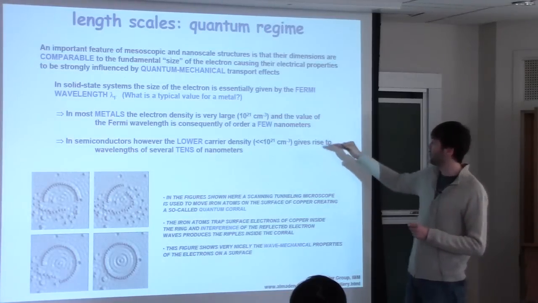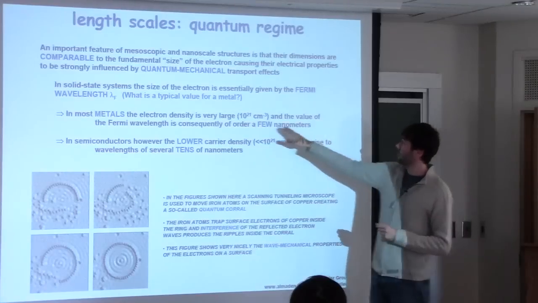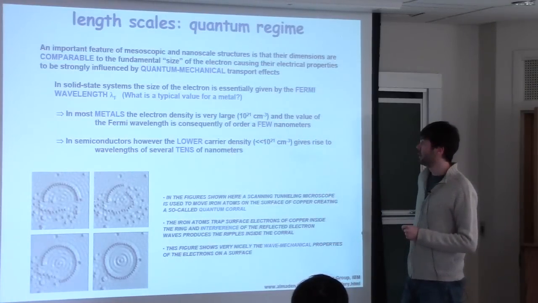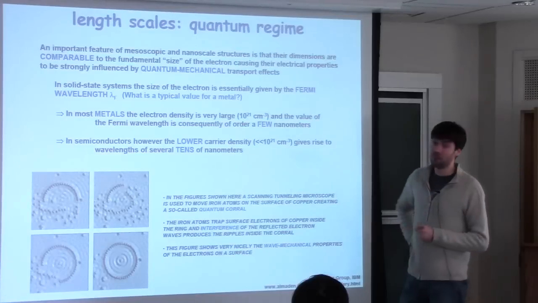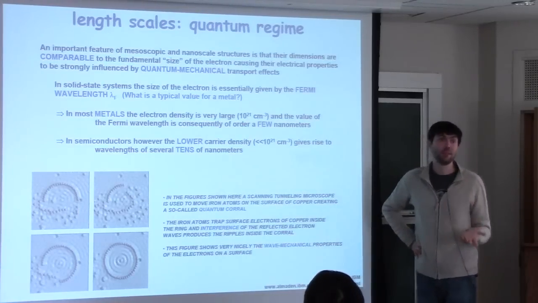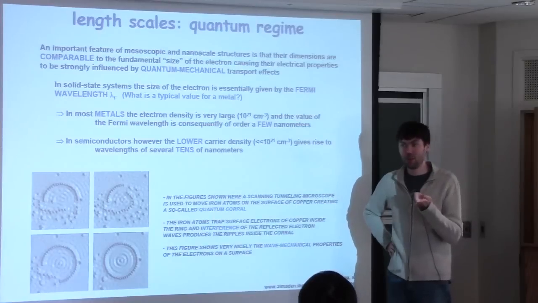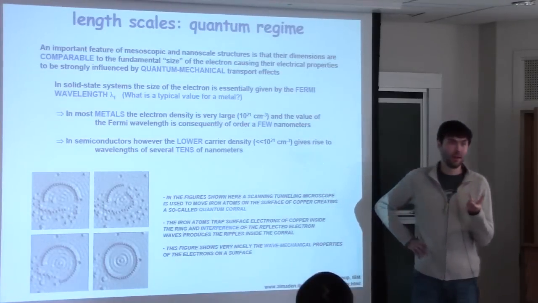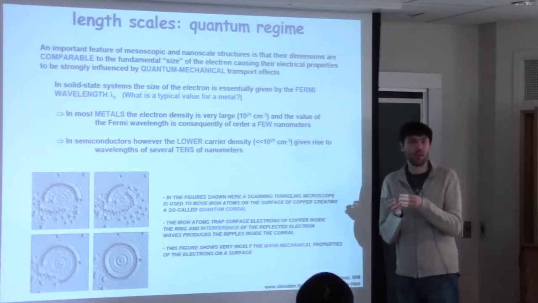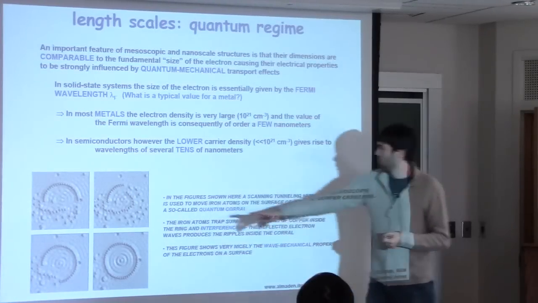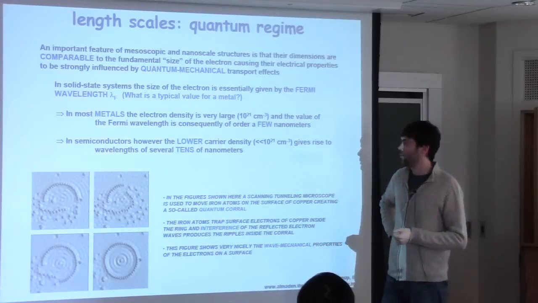So that means in metals, for the density of electrons, which is very large, we would get a Fermi wavelength of some nanometers. So very short. And that means that in order to see quantum effects, we have to work with systems which are nanoscale size. So here's one example of such a system.